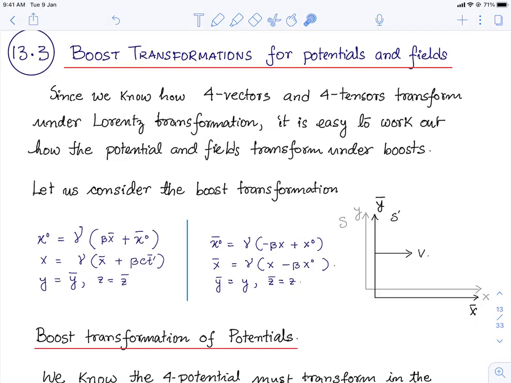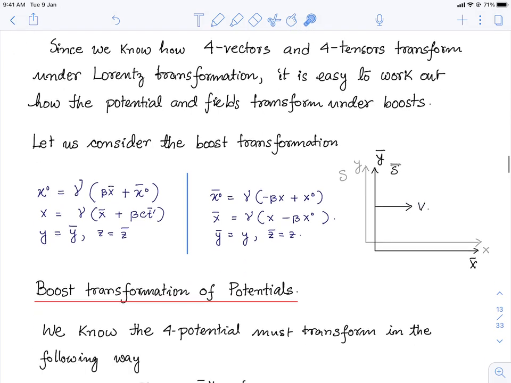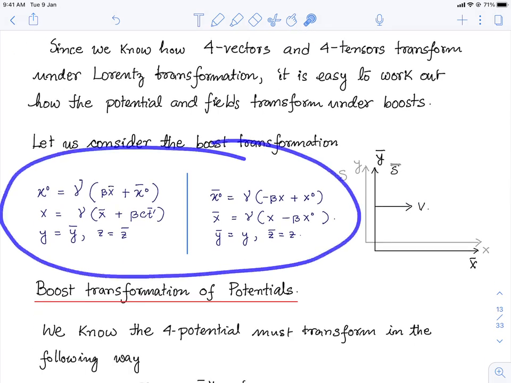By a boost I mean that I have an inertial frame S and I have another inertial frame S prime or S bar if you like. Okay, I like the bar better. So you can take the S and the S bar, and the S bar is moving with respect to S with a constant velocity V along the X direction. Okay. So that is the scenario, and the coordinate transformation under such a scenario is given here.